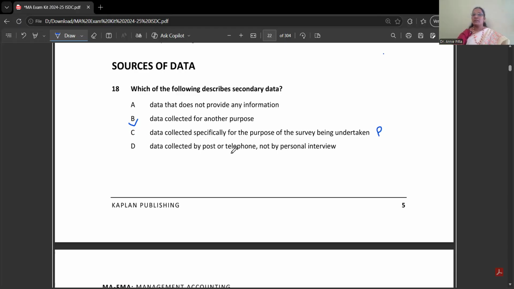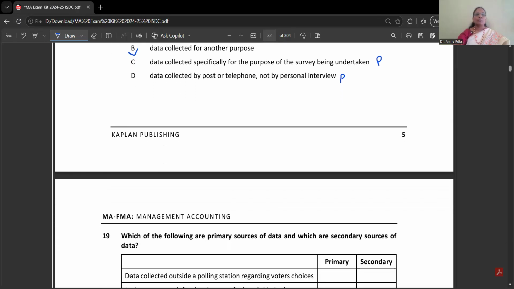Data collected by post, telephone, or personal interview: the mode through which they are collecting doesn't matter. It could be anything. But anybody who is collecting for the first time, that will be called primary data, not secondary data. On that note, C and D are not the right options. Now the right answer for this one is B.